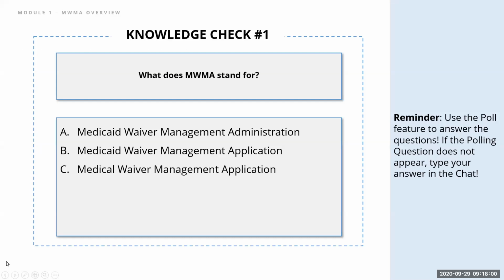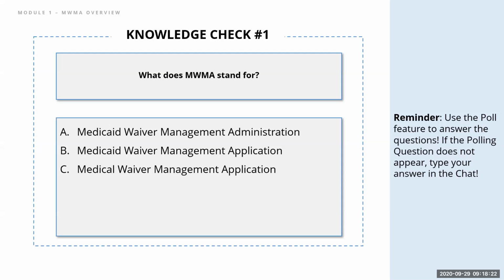So this brings us to our first knowledge check question. What I'm going to do is read through the knowledge check question first, and then I will bring up the polling question. But first and foremost, what does MWMA stand for? Is it A, the Medicaid Waiver Management Administration? Is it B, Medicaid Waiver Management Application? Or is it C, the Medical Waiver Management Application?